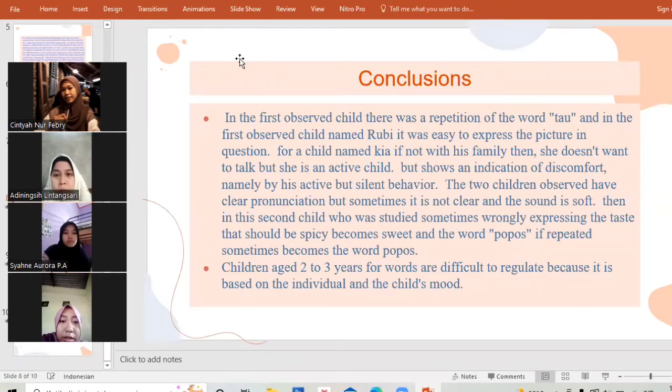If not with his family, then she doesn't want to talk, but she is an active child, but shows an indication of discomfort, namely by her active but silent behavior. The two children observed have clear pronunciation, but sometimes it is not clear and the sound is soft. Then in the second child who was studied, sometimes expressions are wrong, the word soapy becomes sweet, and the word purpose, if repeated, sometimes becomes that word purpose. Children aged 2 to 3 years are difficult to regulate because it is based on the individual and the child's mood.